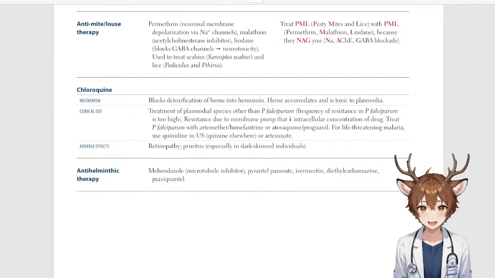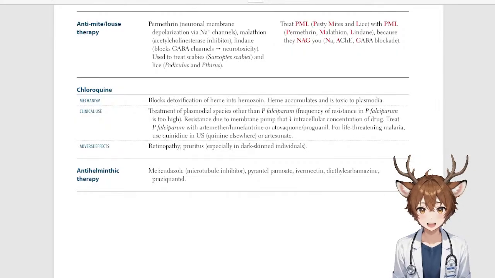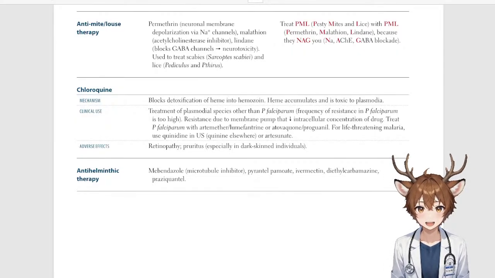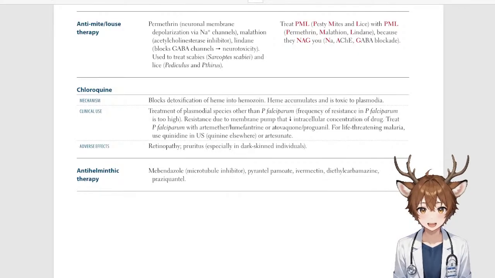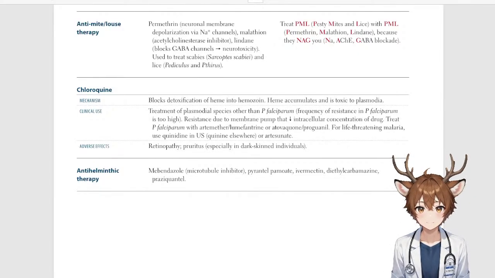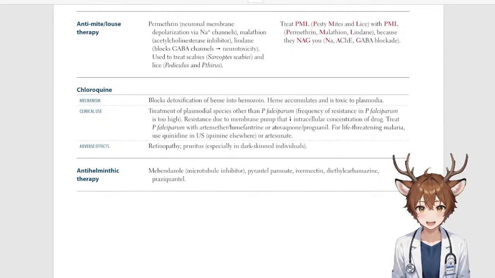Chloroquine. Mechanism: blocks detoxification of heme into hemozoin. Heme accumulates and is toxic to Plasmodia. Clinical use: treatment of Plasmodium species other than P. falciparum, due to drug resistance from a membrane pump that decreases the intracellular concentration of the drug. Adverse effects: retinopathy, dependent on cumulative dose, and pruritus, especially in dark-skinned individuals.